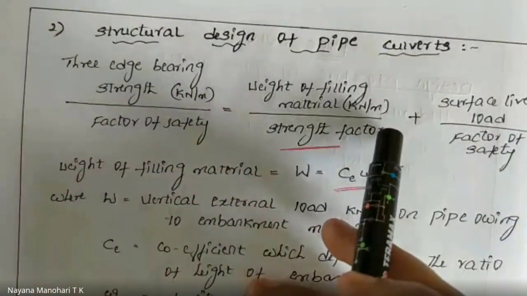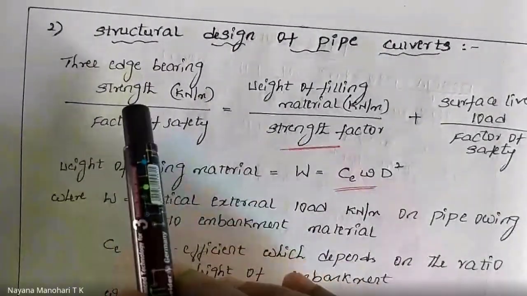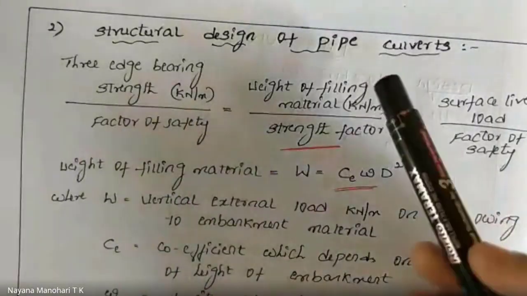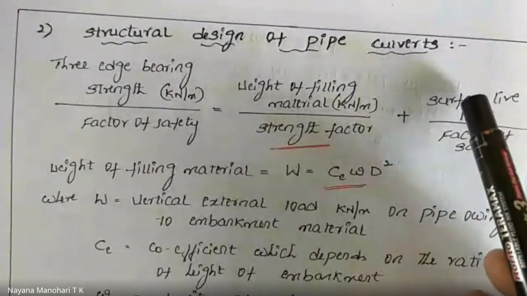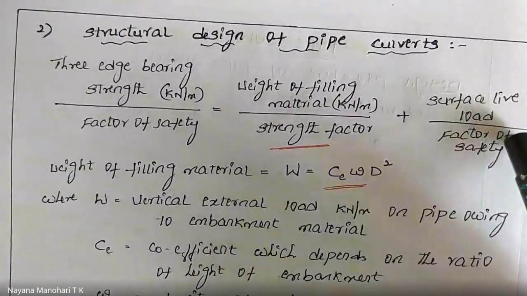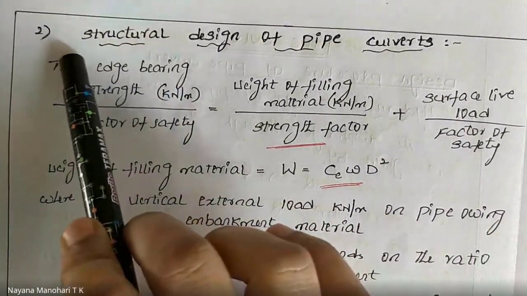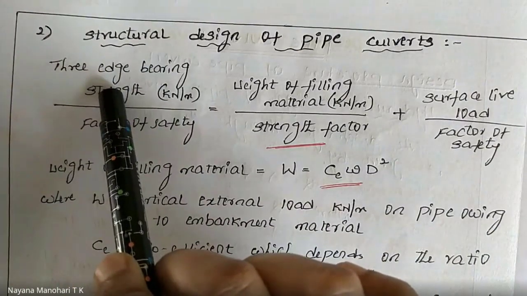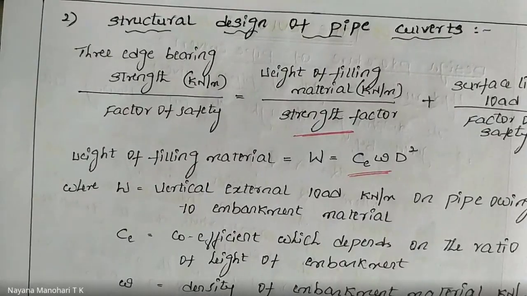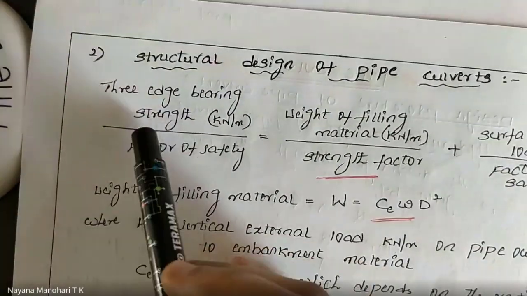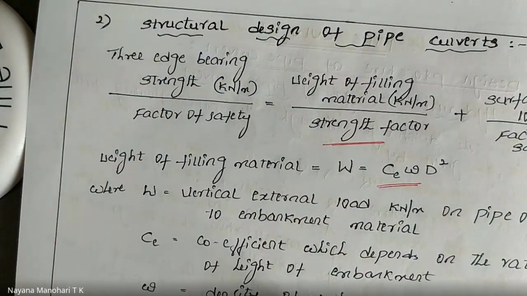In the structural design of a pipe culvert, the equation is given by: 3 edge bearing strength divided by factor of safety will be equal to weight of filling material divided by strength factor plus surface live load divided by factor of safety. This equation you need to remember. The 3 edge bearing strength you take from IS 458 2003 for different types of pipes of different internal diameter. They have specified that 3 edge bearing strength. I will show you that table while solving the problem.